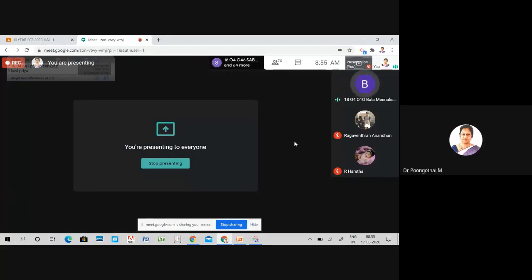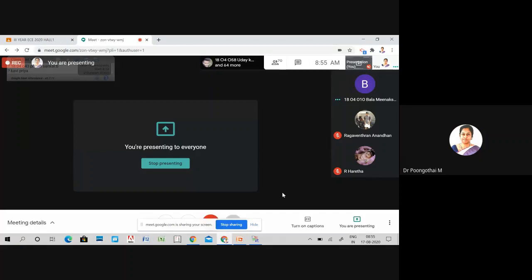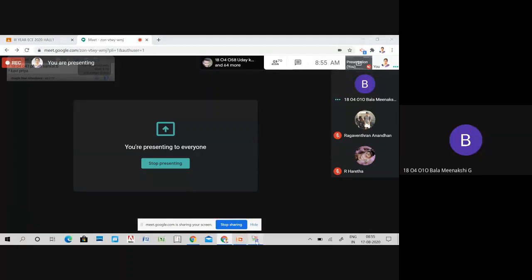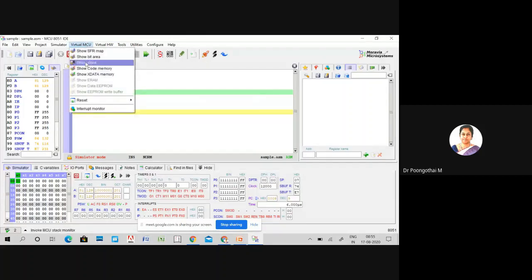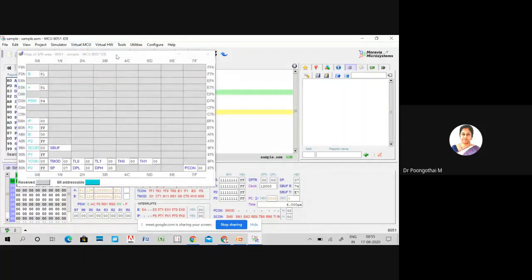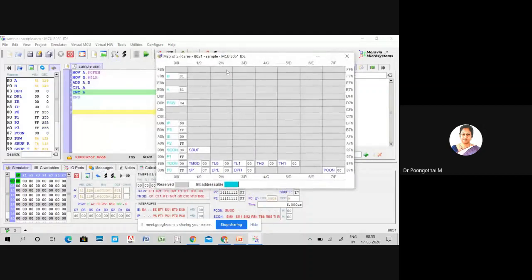Ma'am, can you please show how to find the address in SFR? How to find the address? So go to the virtual MCU. This is the address for all the corresponding registers. So your accumulator content is 81.